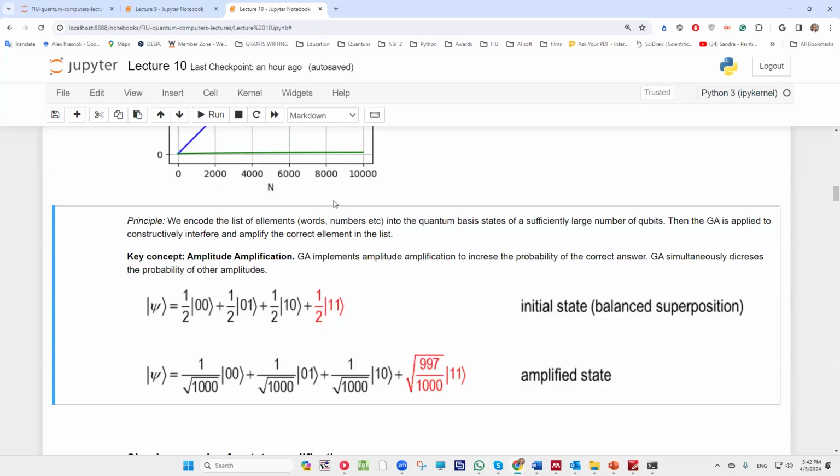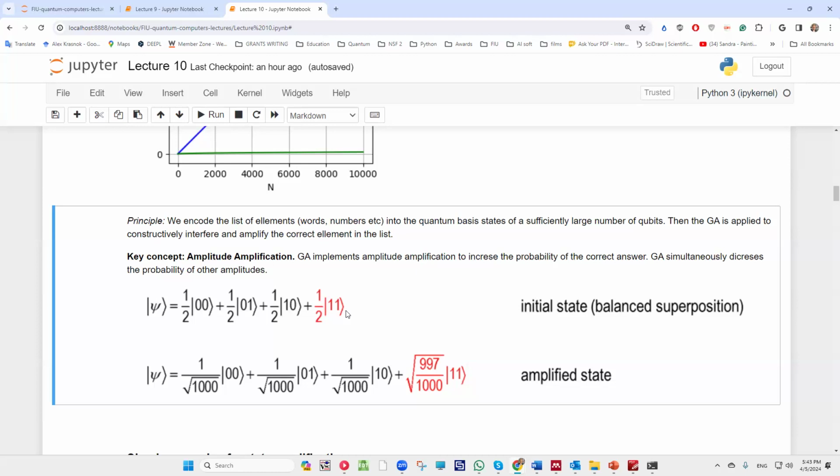How does this algorithm work? The key point here is the so-called amplitude amplification. Let us look at this balanced superposition state of a two qubit system: 1/2 |00> plus 1/2 |01> plus 1/2 |10> plus 1/2 |11>. So it's a perfectly balanced superposition of basis states.